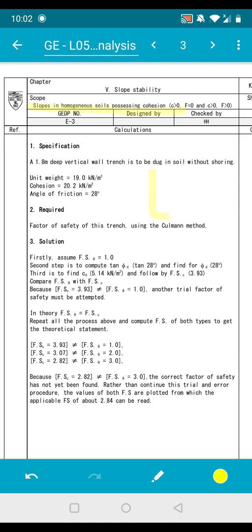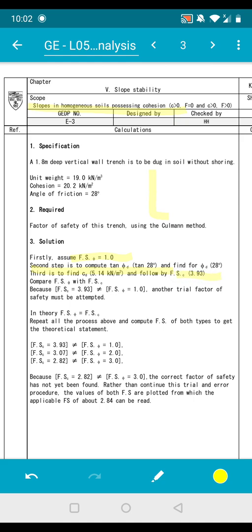I would like to have my first safety factor as 1 for the internal angle of friction. I use the given equation and compute for the internal angle of friction. That's my second step. And my third step is to find the developed cohesion. Then I'll calculate my factor of safety as 3.93.